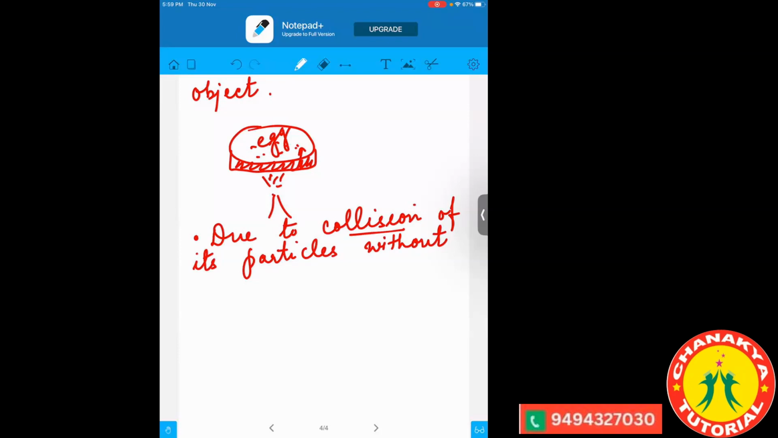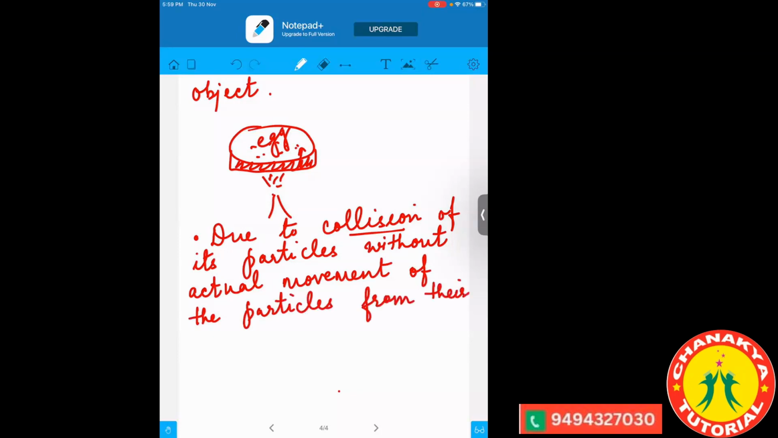they collide with each other without actual movement. They do not move from their place, they will be at their place only, and they will start colliding. So this happens because of the colliding of its particles without the actual movement of the particles from their position. Wherever the molecules are there, they will be standing there itself without moving. They just collide with each other and pass the heat energy.